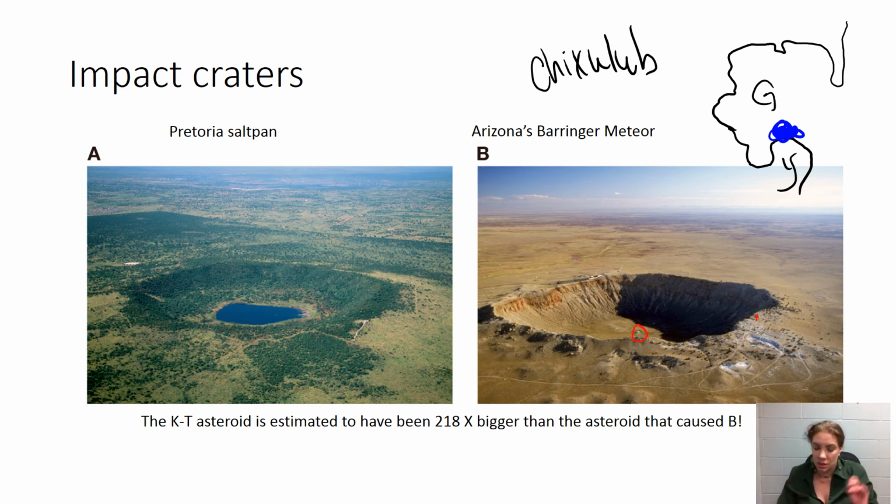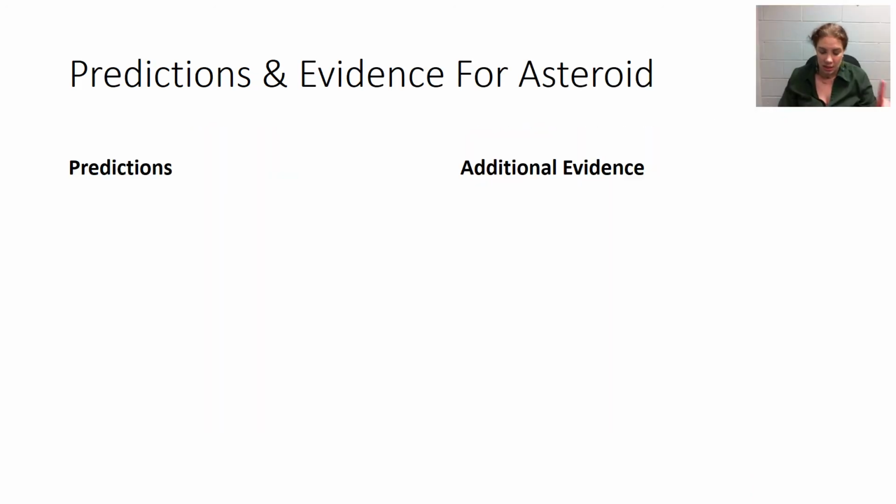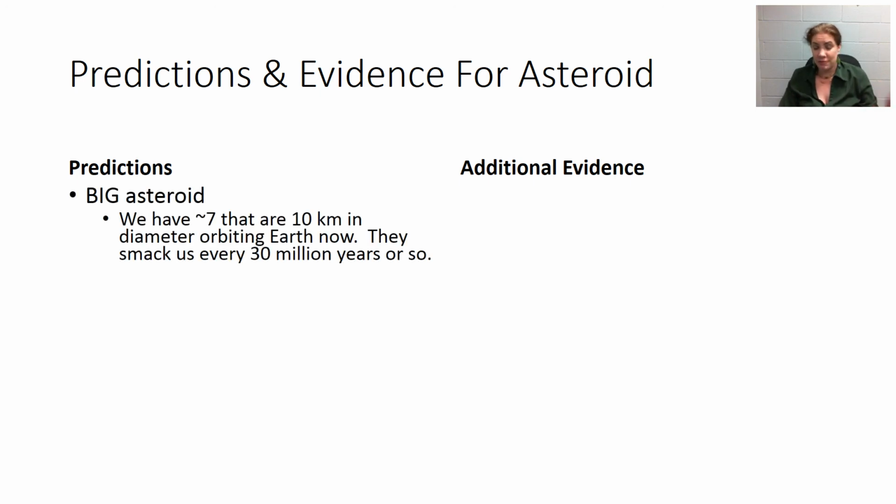Okay, so if we think we found the crater, what other evidence do we actually have that it was probably an impact from an asteroid? Here's what we can make some predictions about. If this is going to have to be a huge, huge asteroid, even if we never find the actual crater, we can predict that it had to be really big. We have about 7 right now that are orbiting the Earth that are 10 kilometers in size or bigger. They tend to smack into us about every 30 million years or so, so we are actually overdue for that.